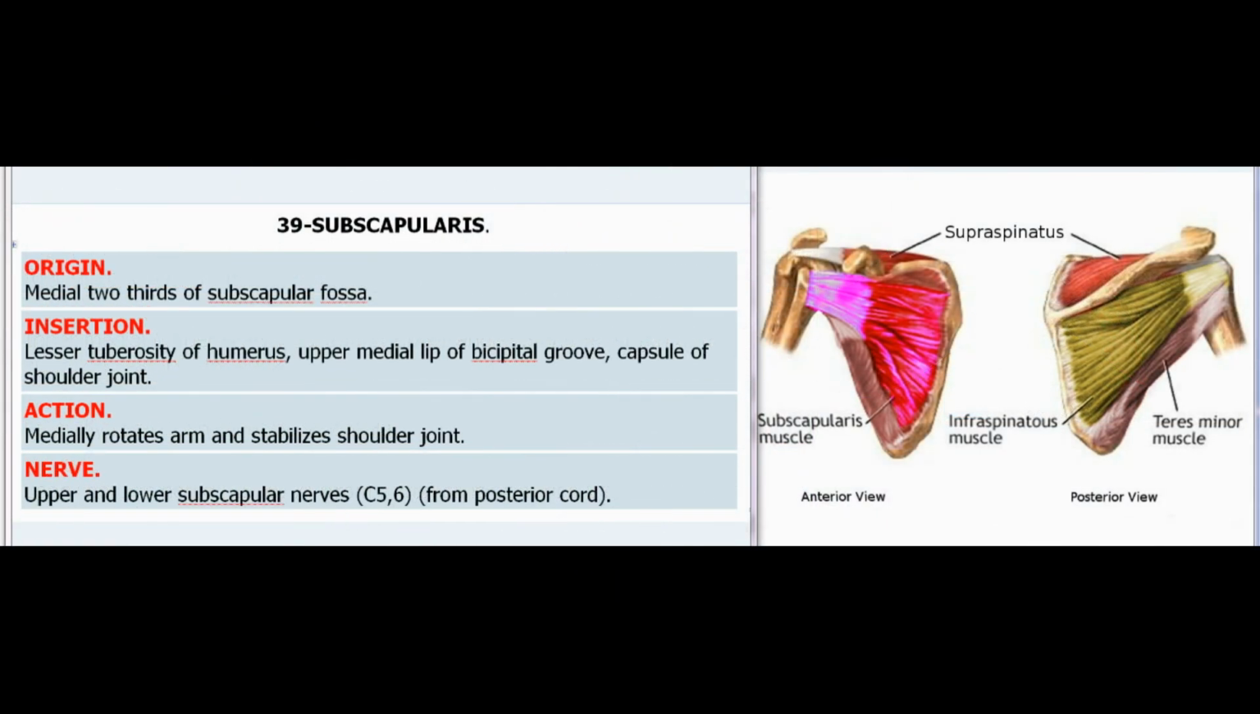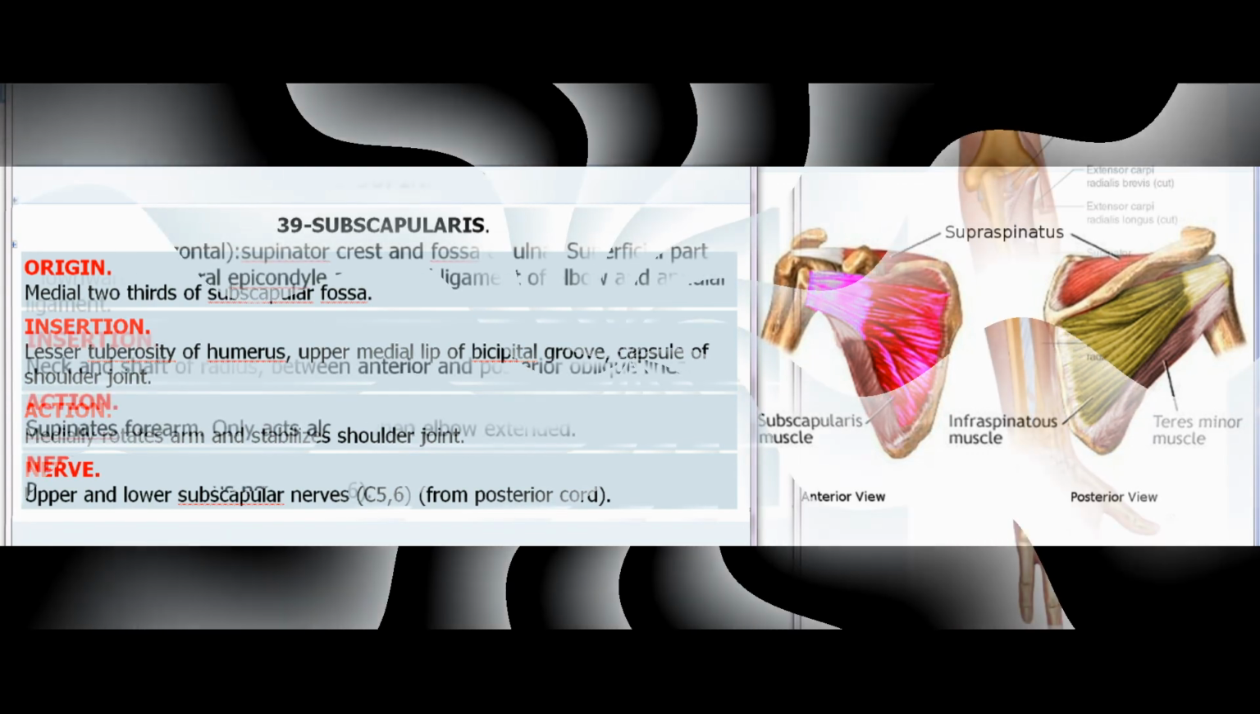39. Subscapularis. Origin. Medial 2/3 of subscapular fossa. Insertion. Lesser tuberosity of humerus, upper medial lip of bicipital groove, capsule of shoulder joint. Action. Medially rotates arm and stabilizes shoulder joint. Nerve. Upper and lower subscapular nerves, C5, 6, from posterior cord.